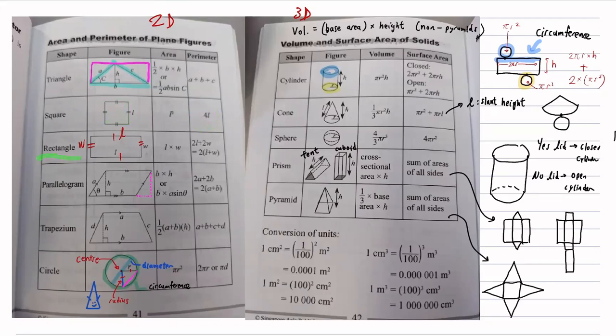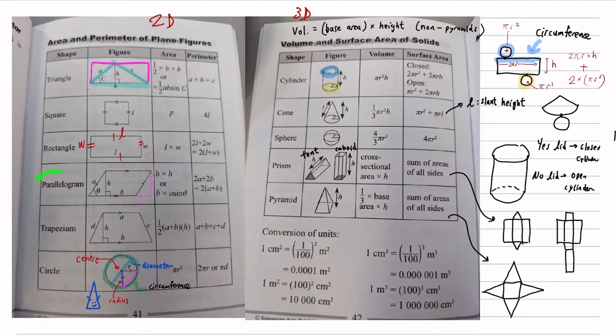Then for rectangle, one side L, the other side W, different lengths, right? So you have L plus W plus L plus W. That's really just 2L plus 2W. Factor out the 2, you get 2 times L plus W for the perimeter. And for the area, it will be length times breadth, L times W.